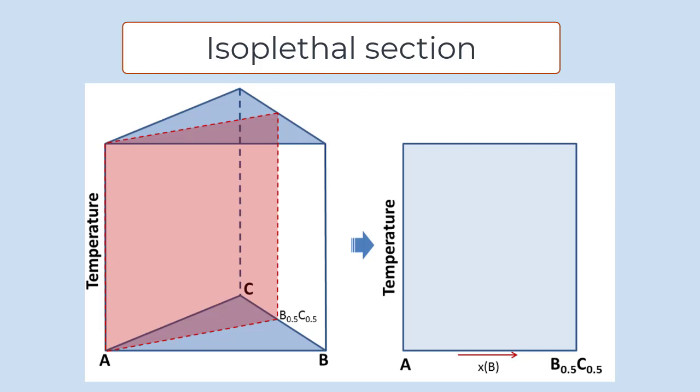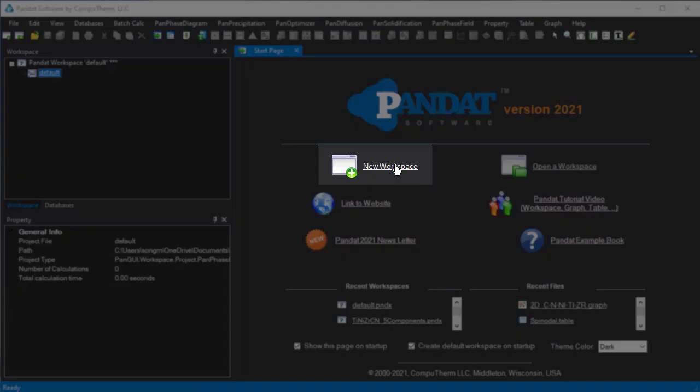In this section, temperature is one variable, and the composition is the other variable. As an example, we choose the section from pure A to the middle point of the BC binary, with the composition of 50% B and 50% C. To start, create a new workspace.